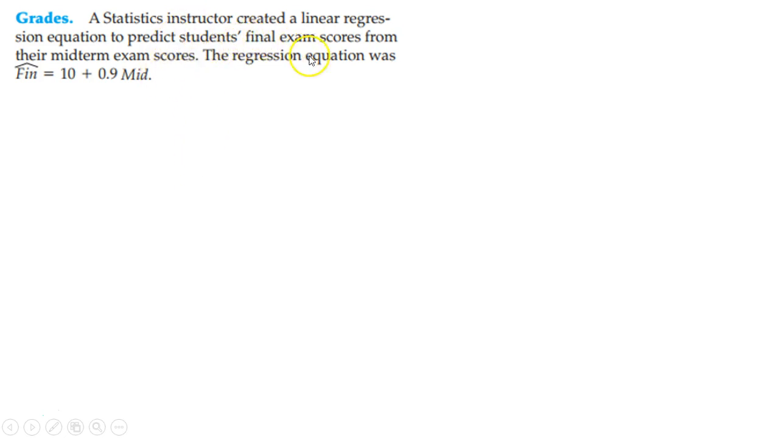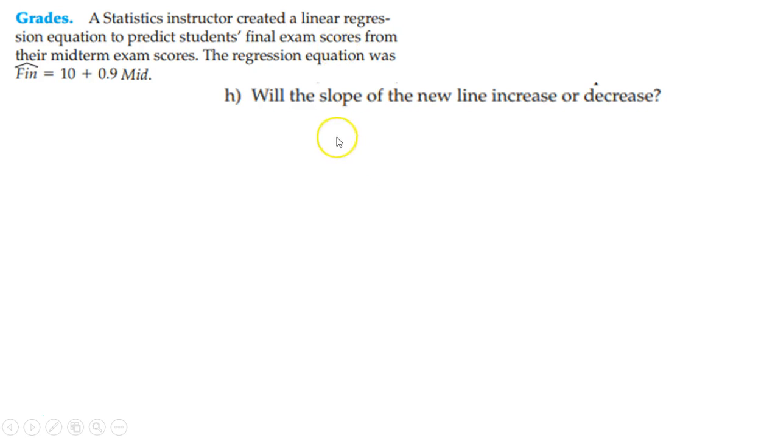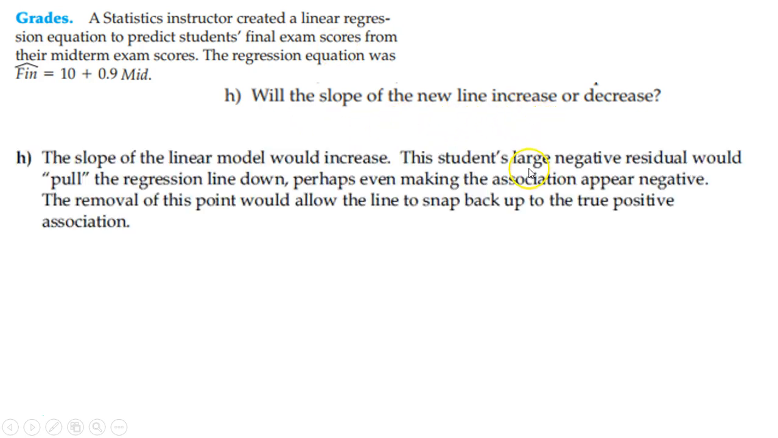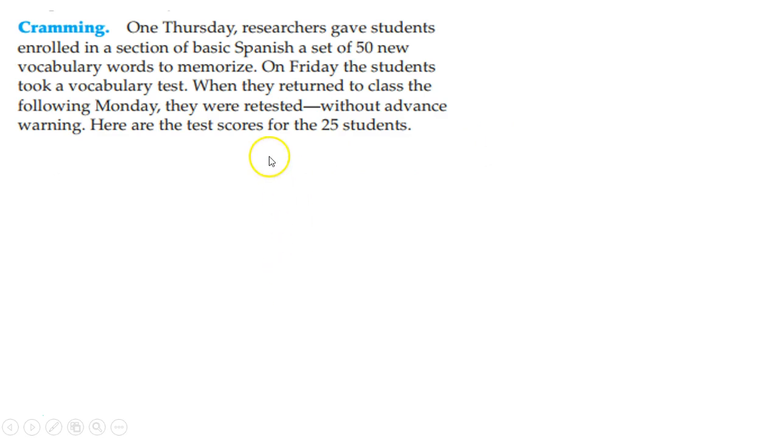A statistics instructor, again, creates this. Will the slope of the new line increase or decrease if we take that point away? It says the slope of the linear model would increase because I'm taking that point away. The student's large negative residual would pull the regression line down, perhaps even make the association appear negative. Removal of that point would allow the line to snap back up to a more true positive association, is basically what they're saying.